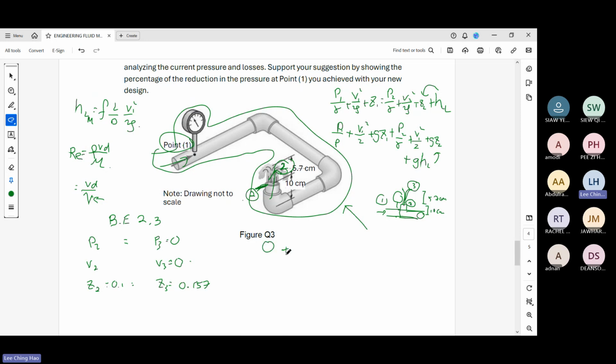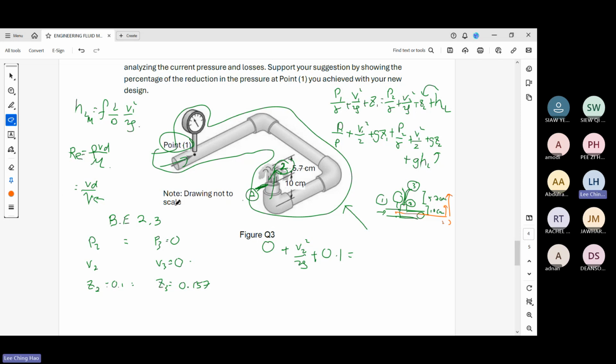So 0 plus V2 squared over 2g, plus 0.1. Sir, how did you get 0.157? My reference height starts from the bottom, from here to here and from here to here. This is 2, this is 3. So 10 cm is 0.1, and 15.7 cm is 0.157.